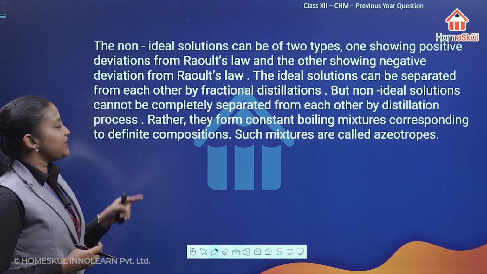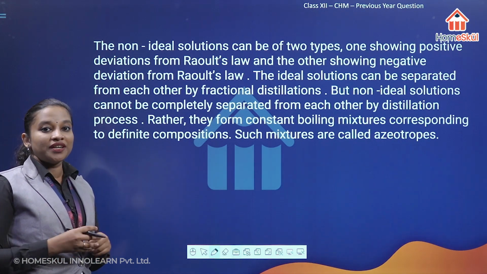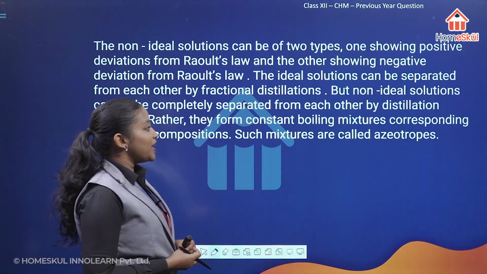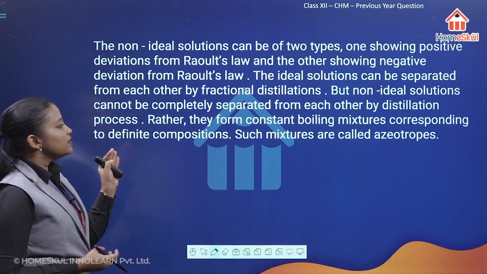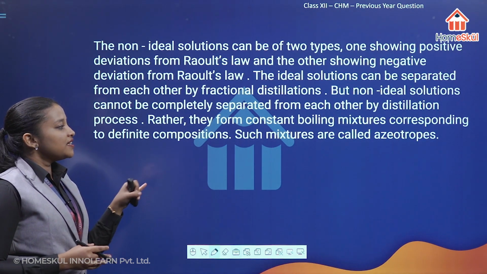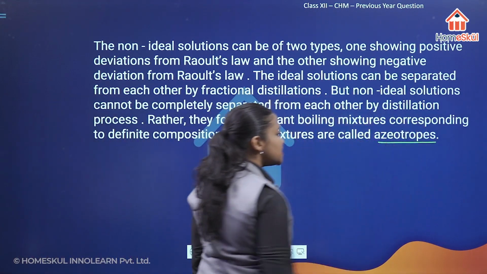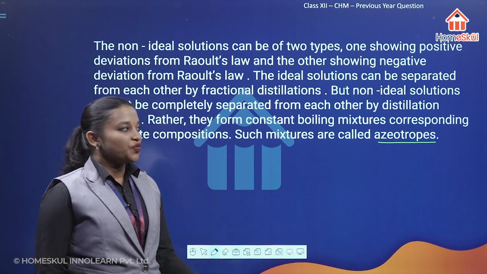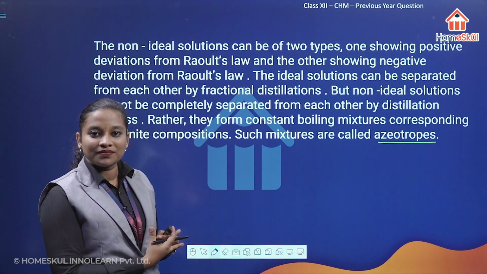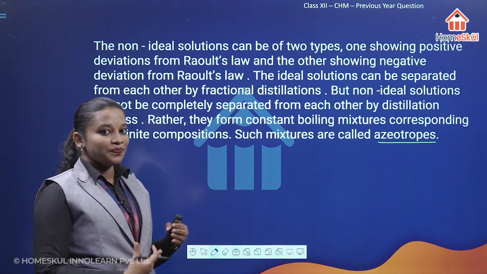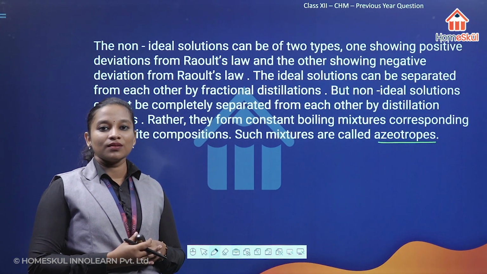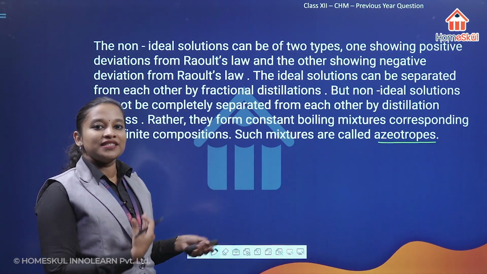The ideal solutions can be separated from each other by fractional distillation. But non-ideal solutions cannot be completely separated from each other by the distillation process. Rather, they form constant boiling mixtures corresponding to a definite composition. Such mixtures are known as azeotropes. Okay, so we read the passage. In this passage, they are discussing different kinds of solutions. Here we talked about the azeotropic mixture, ideal solution, and non-ideal solution. So based on these topics, we have to answer some questions.